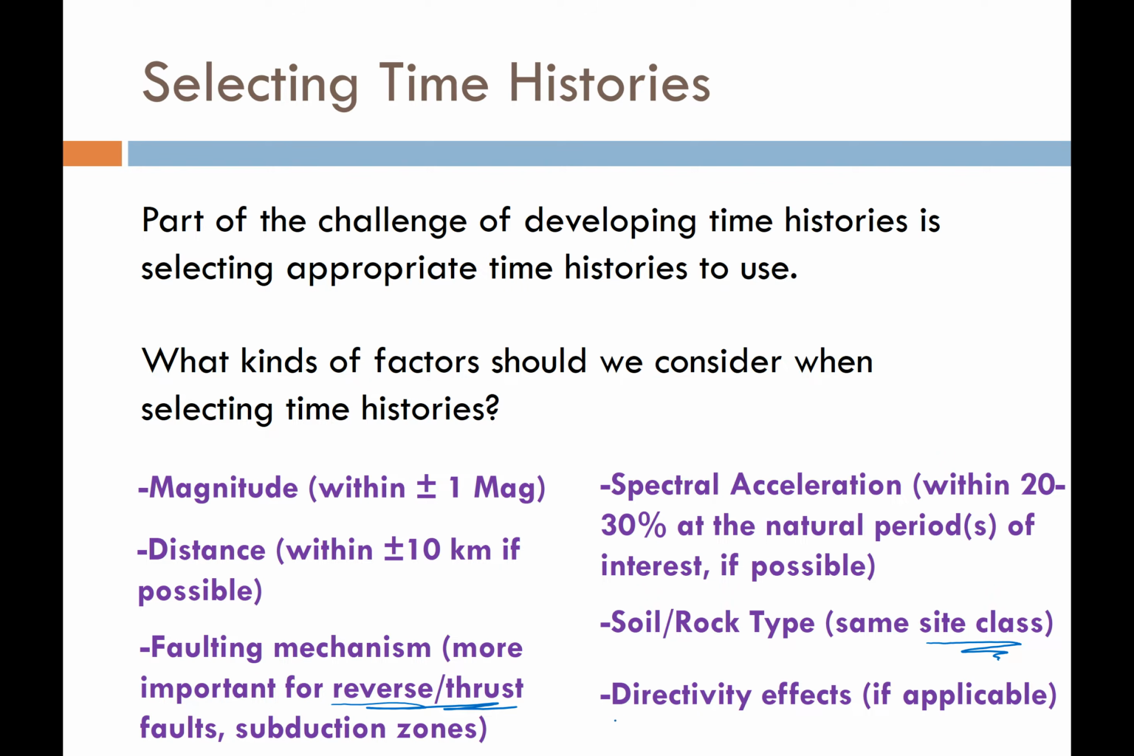And finally, we could specify whether or not we want to look for directivity effects. In the NGA database, these are referred to as pulse motions, not pool motions. Goodness. Pulse motions. So whether or not your time history has a pulse in it.